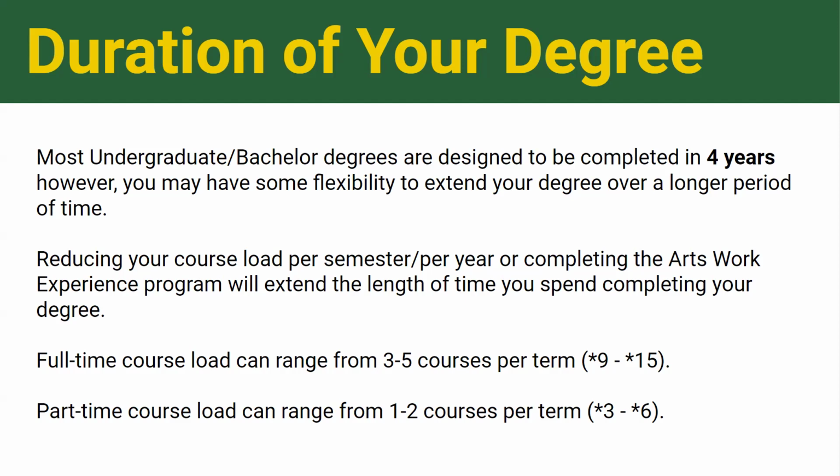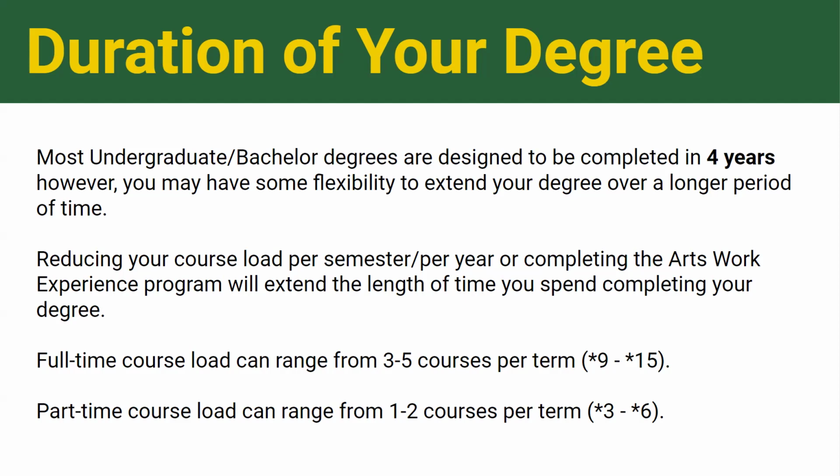Full-time course load does not necessarily mean the maximum amount of course load. So 5 courses is the maximum amount of courses you can take in a fall and winter semester. However, if you chose to do 3 or 4 courses in one of those semesters, you would still be considered a full-time student. So this is something good to know if you're applying for student loans or scholarships.